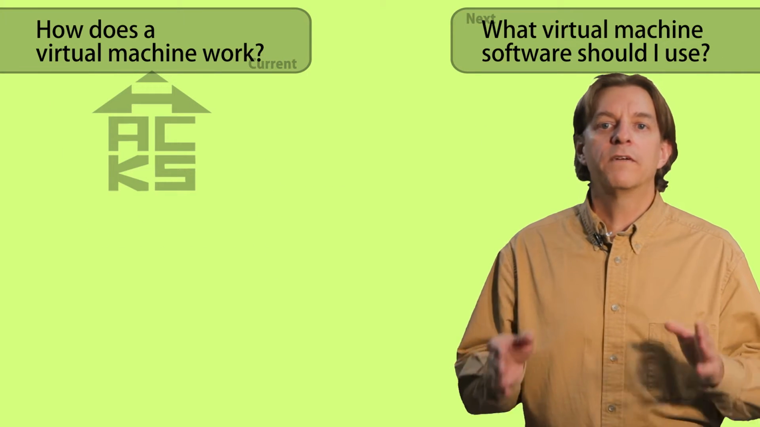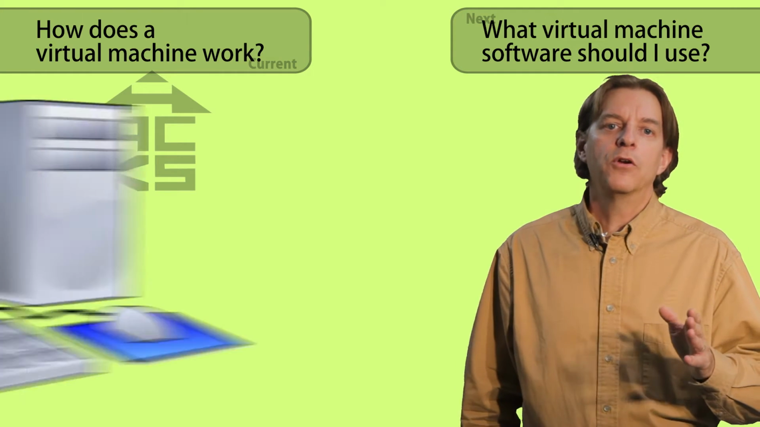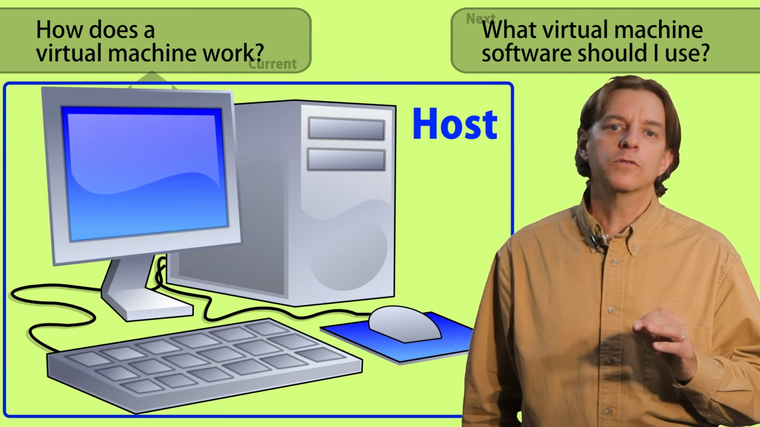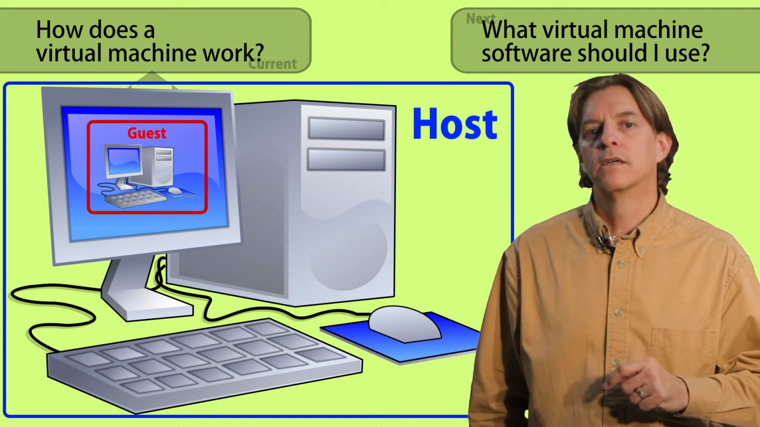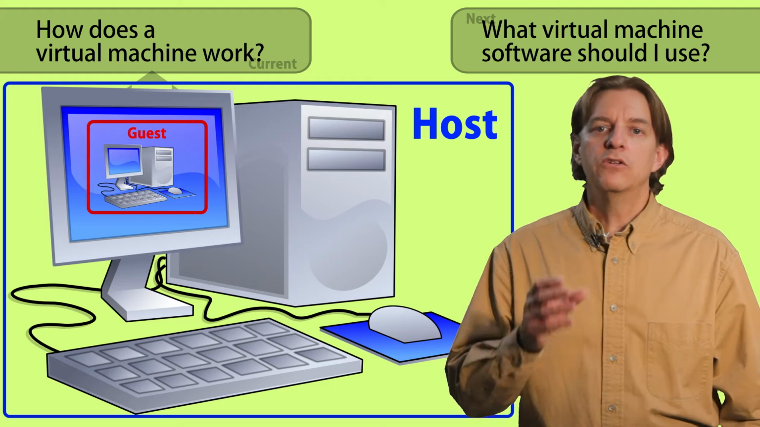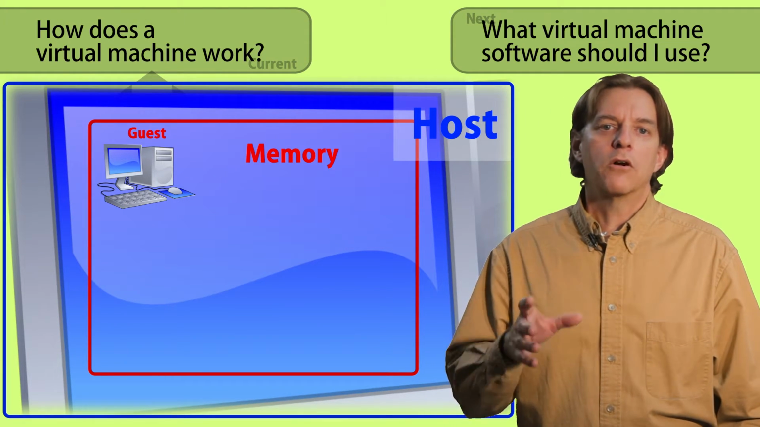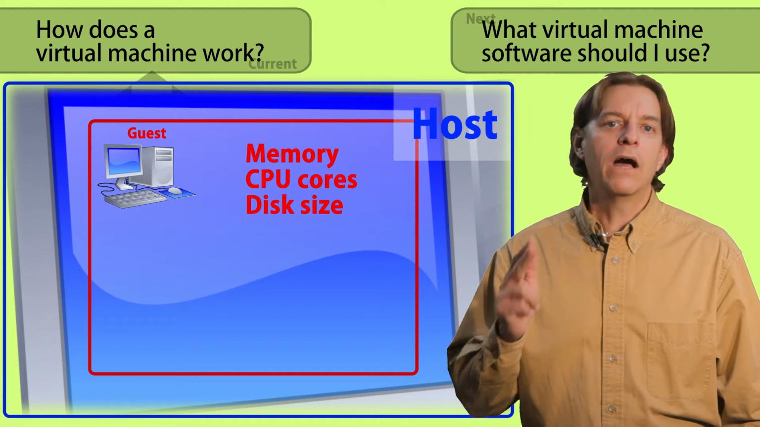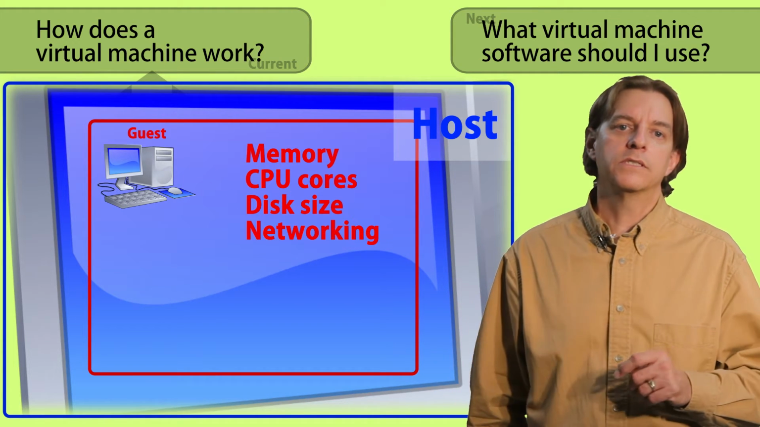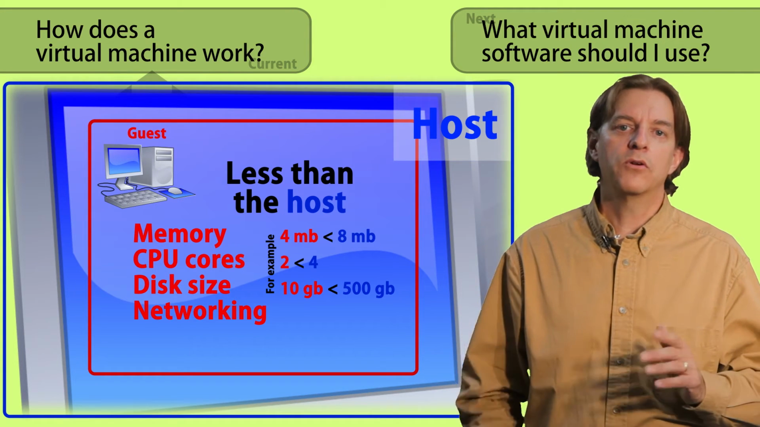Virtual machine software provides an environment into which you can install an operating system. The actual computer you install the software on is called the host. The virtual machines you create inside the software are called guests. When you create a guest machine, you specify various aspects of its configuration. The main ones are how much memory it should have, how many CPU cores to use, how large the disk is, and networking options. You want to set these to be less than what your real host computer has.